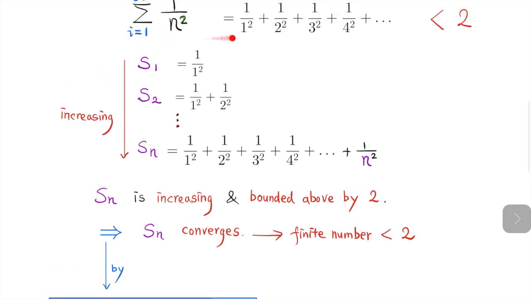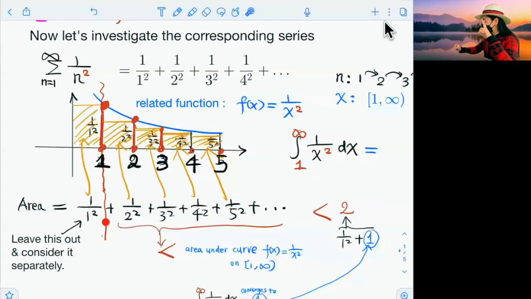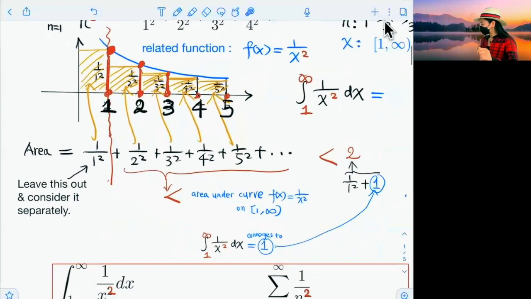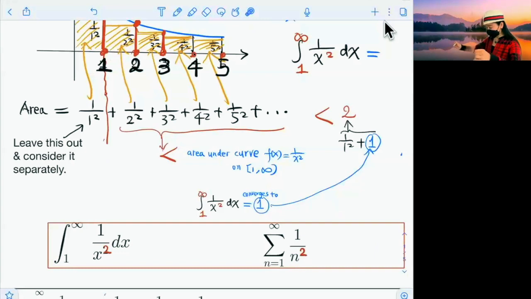Now, we have this Sn converge to a finite number less than 2. That means this series here is going to converge to a finite number less than 2. It doesn't converge to 2. If you sum all this up, I think I remember it was pi squared over 6. So pi squared over 6 is about 9 over 6. So it's less than 2, okay? So if you sum all this up, it should be a number that is less than 2. So this series over here converges.